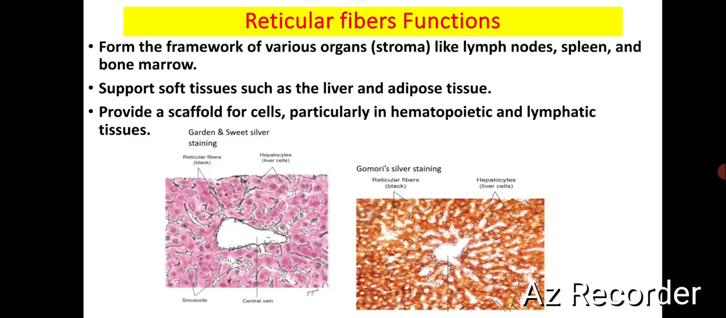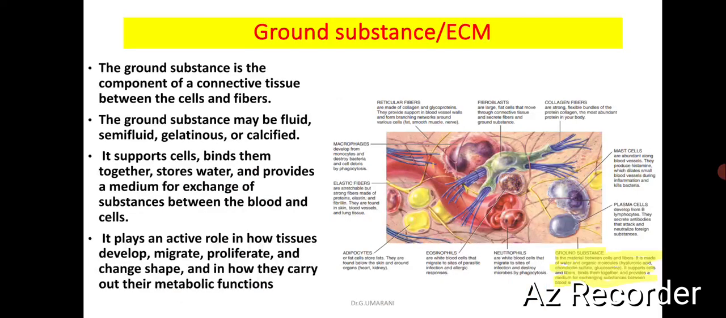Reticular fiber functions are, it forms the framework of various organs like lymph nodes, spleen and bone marrow, and supports the soft tissue such as liver and adipose tissue, and it provides a scaffold for cells, particularly in hematopoietic and lymphatic tissues. So next, the third component is the ground substance.